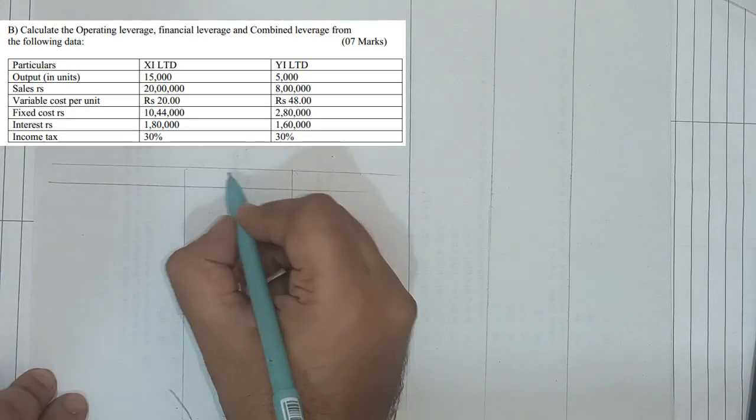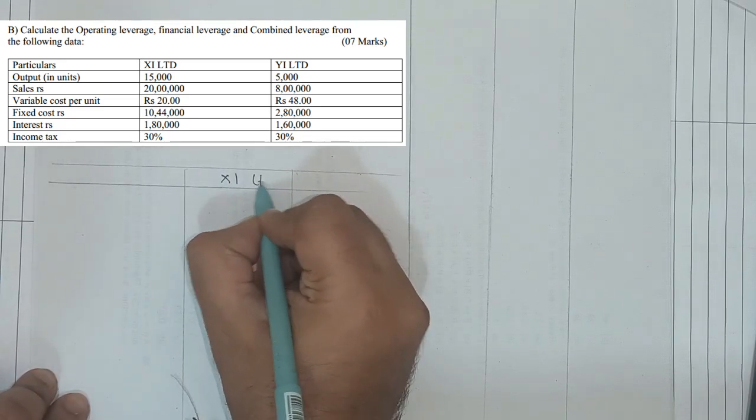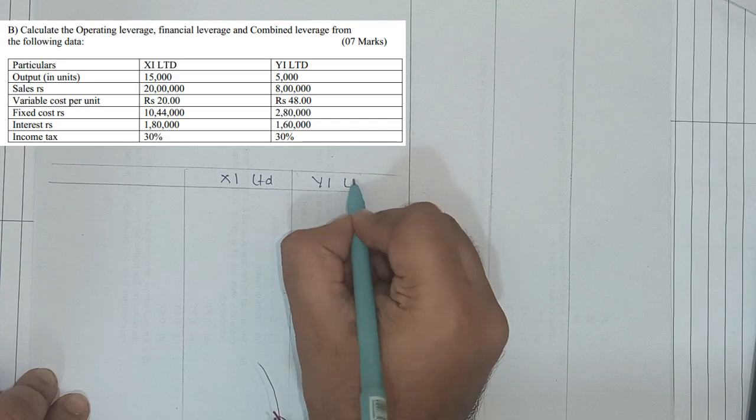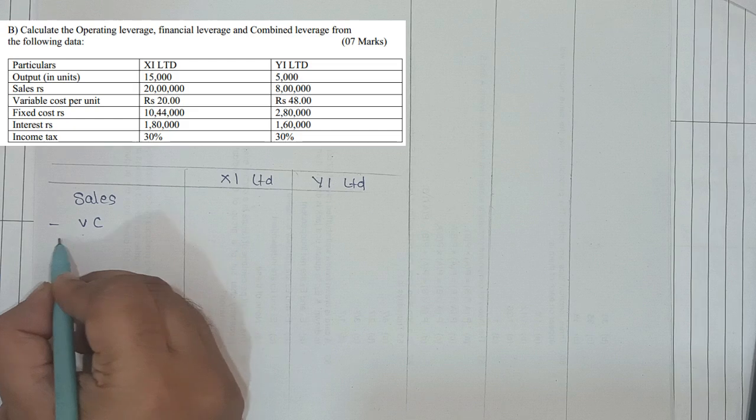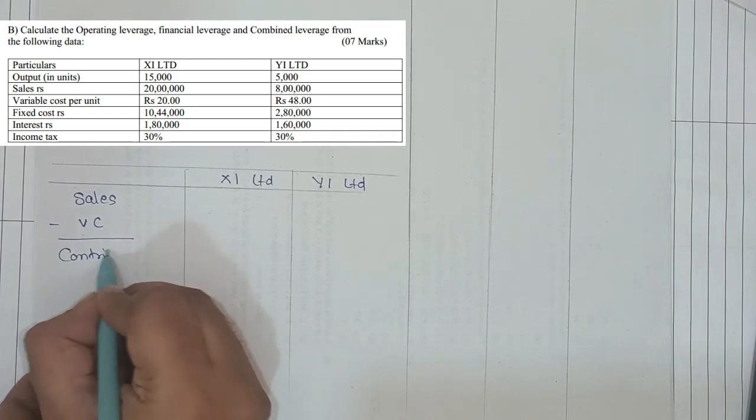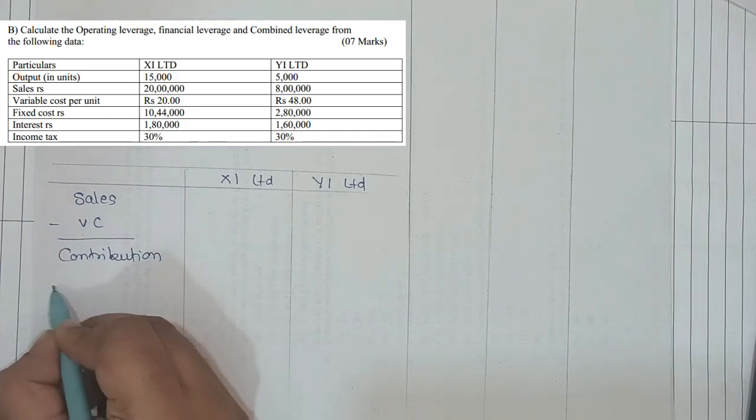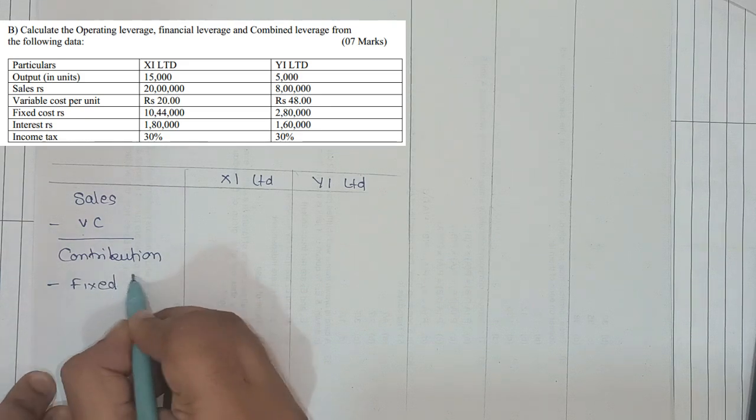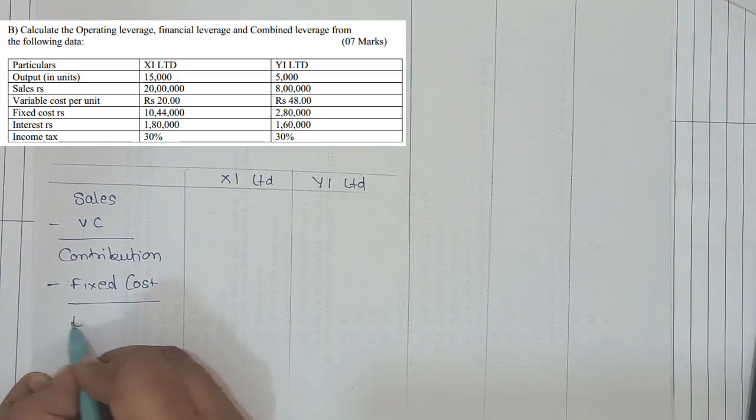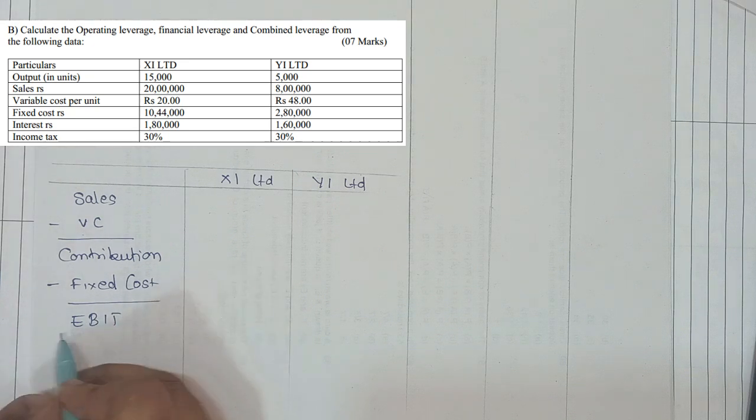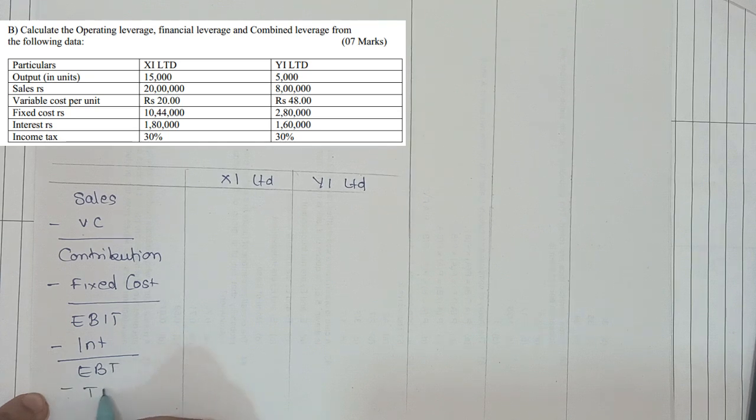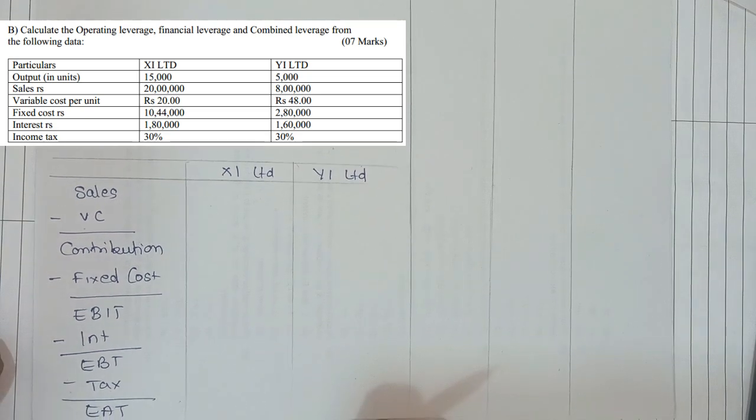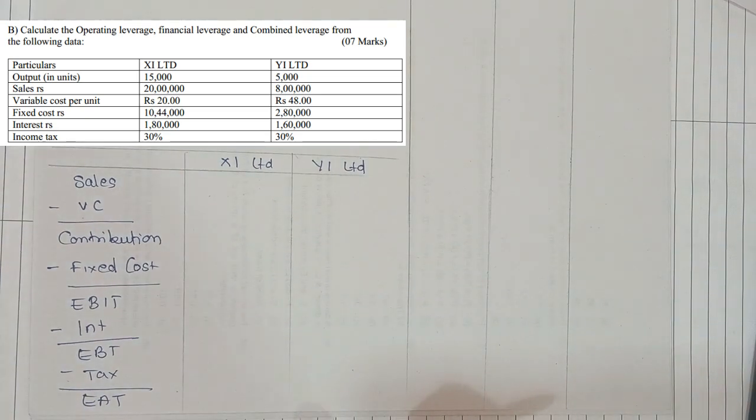So in order to solve this, I'll just write here, this is XI Limited and YI Limited. The format is sales less variable cost will give you contribution, less fixed cost will give you earning before interest and tax, less interest will give you earning before tax, less tax will give you earning after tax. Okay, that's the income statement that we require.